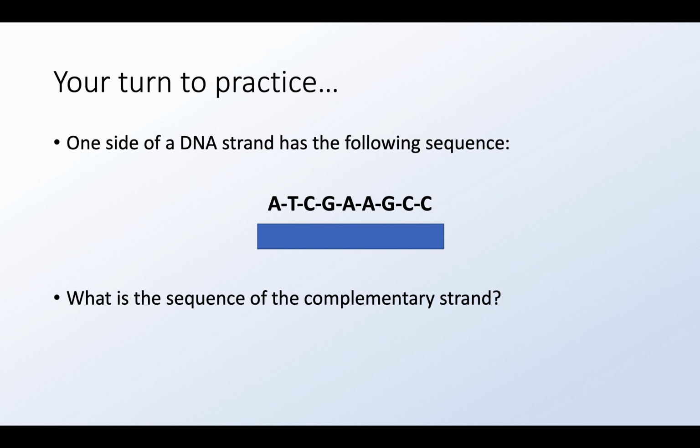Okay, so now it's your turn to do some practice. If I give you one side of a DNA strand, its sequence is A, T, C, G, A, G, C, C. What is the sequence of the complementary strand? I want you to pause the video here, grab a paper, pencil, something to write with, and try to build that complementary strand using our base pair rules. Give it a shot right now.